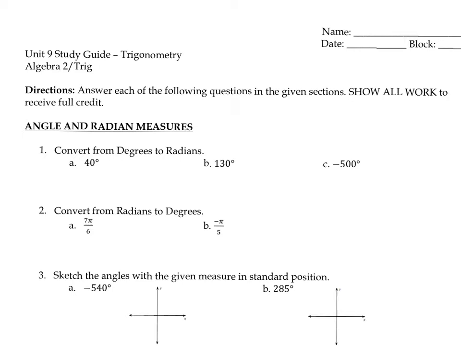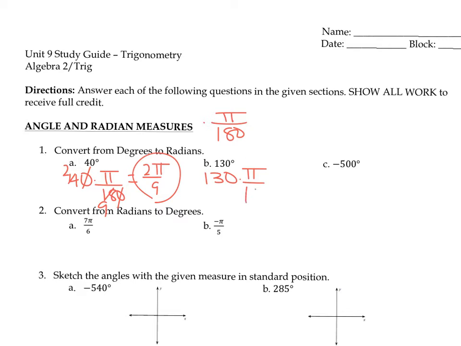How we convert from degrees to radians is we multiply the degree by pi over 180. So for A, I'm going to do 40 times pi over 180. If I simplify, the zeros cancel out and 2 can go into each. So it's 2 pi over 9 radians. For B, I'm going to do 130 times pi over 180. The zeros cancel out, and then I have 13 pi over 18.